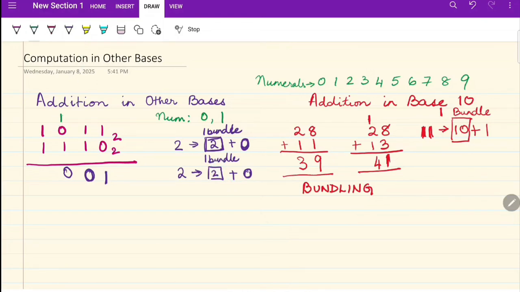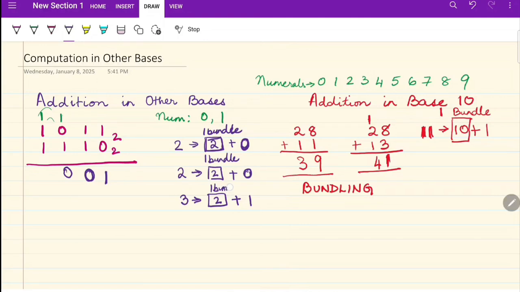So we are writing 1 above and performing the addition. Now 1 plus 1 plus 1 is a 3, all right? Again, we cannot write a 3. 3 is not a legitimate value in the numerals for base 2. So we have to form bundles again. So let's do that. 3 is to be written as a bundle of 2 plus 1, correct? 2 plus 1, and this is one bundle.